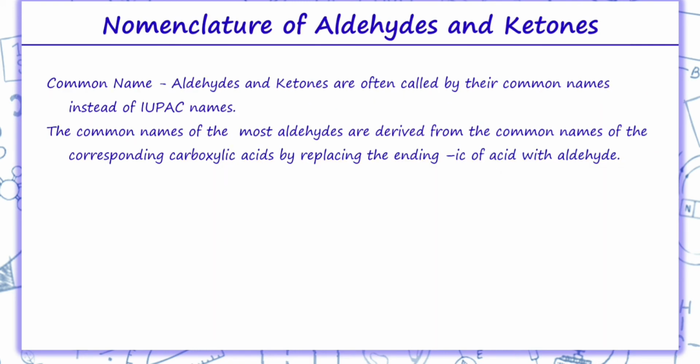Now starting with the nomenclature of aldehydes and ketones. So first, common name. Aldehydes and ketones are often called by their common names instead of IUPAC name. Common name of most aldehydes are derived from common names of corresponding carboxylic acid by replacing ic of acid with aldehyde, like we have CH3CHO. So if CH3COOH is there, it is acetic acid. So here we write acetaldehyde.